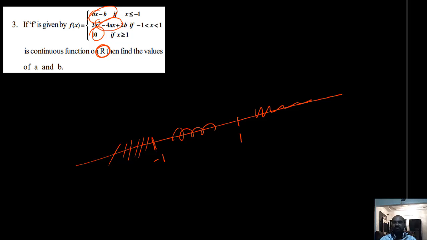Clearly, given the function is continuous everywhere, it should be continuous at the turning points also. Here x equal to -1 and x equal to 1 are called turning points. At turning points also the function should be continuous, because it is given that the function is continuous everywhere.